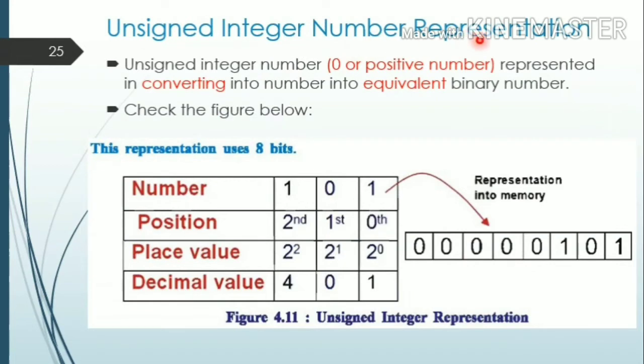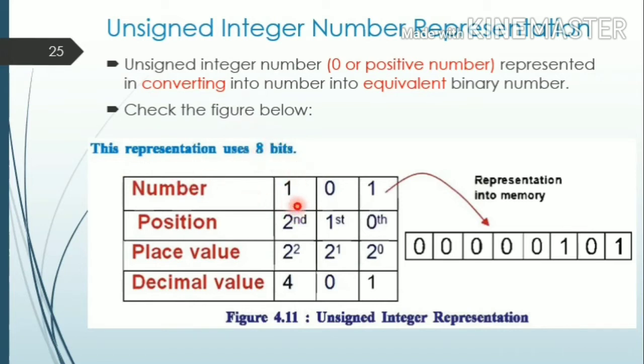Unsigned integer number representation. Unsigned integer numbers, 0 or positive numbers, are represented by converting the number into the equivalent binary number. How is it possible? Let us check again. We will take the representation again. It represents 8 bits actually. Unsigned integer, it represents 8 bits actually.